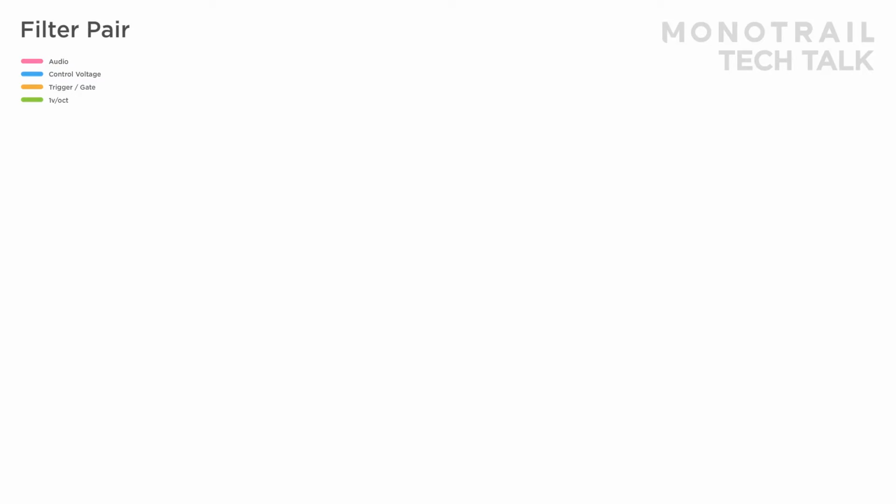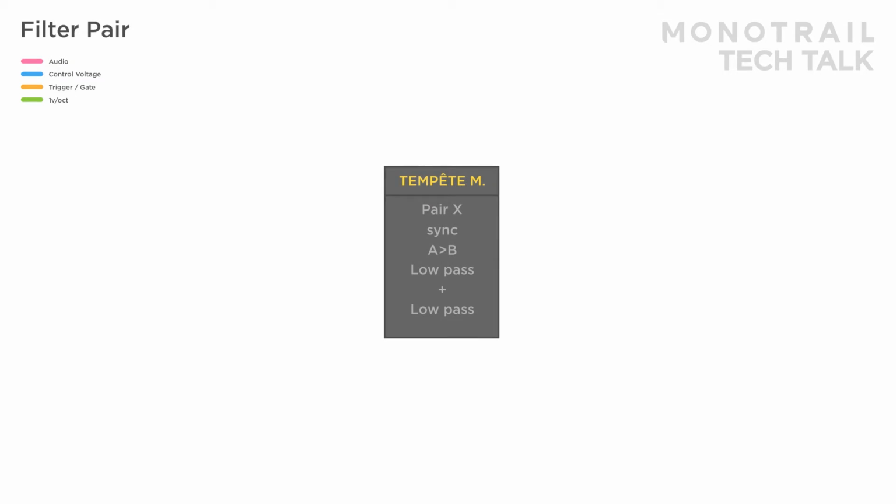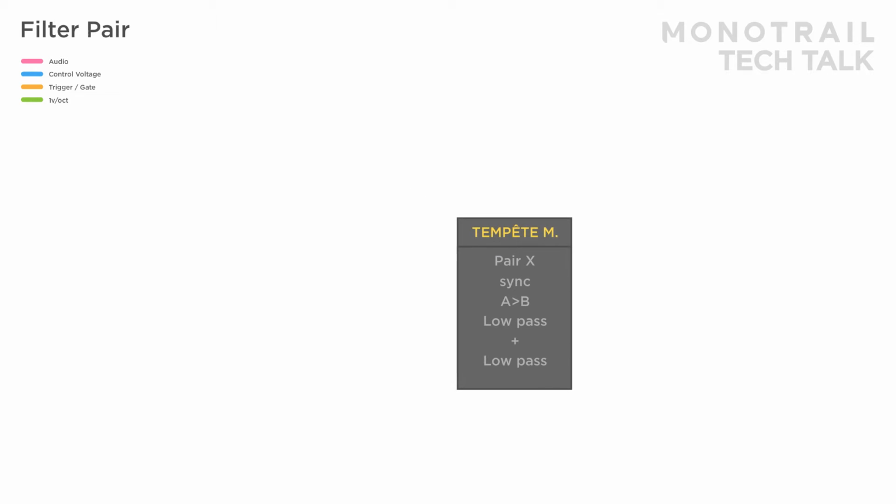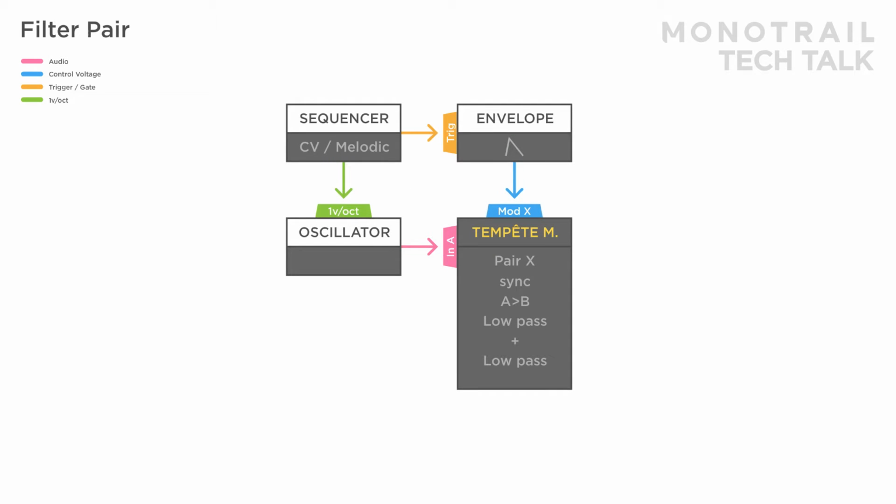Each filter pair is very flexible and powerful, and great for things like classic dual filter setups and stereo sound design. Here, filters A and B are used as a pair. A simple voice is made with a single oscillator, a sequencer and envelope.